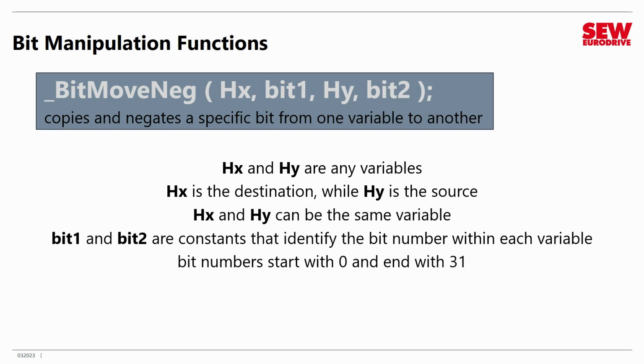Bit move negative does exactly the same thing. It works in exactly the same way. But when it's copying the bit, it also inverts it, or flips it to the opposite state. That can be useful in certain situations.